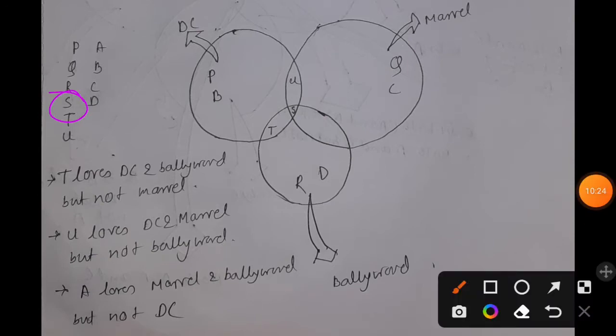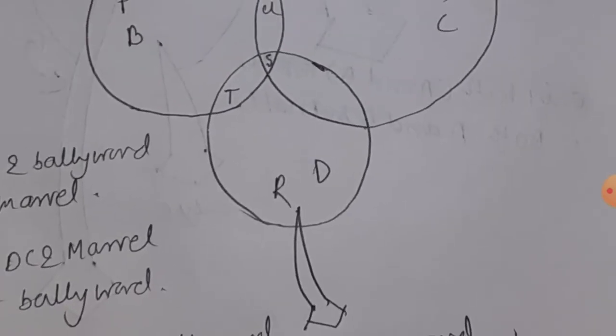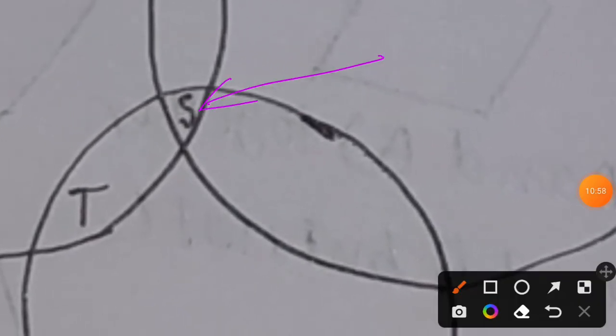Now the situation becomes quite interesting, because S said that he likes to watch DC, Marvel and Bollywood. So now what to do? As he said that he likes to watch all of DC, Marvel and Bollywood, we have to place him in such part of the area which is common for DC, Marvel and Bollywood. Okay, so we have to find it out. So this part is common for DC, Marvel and Bollywood.